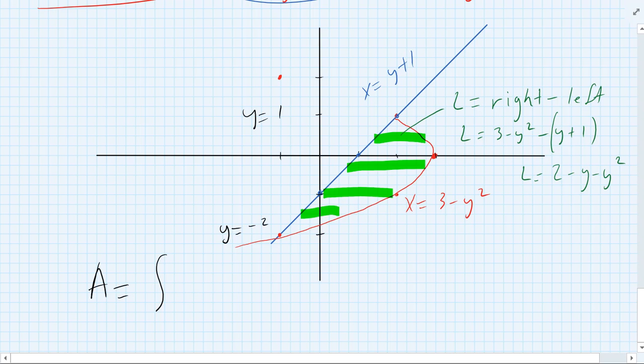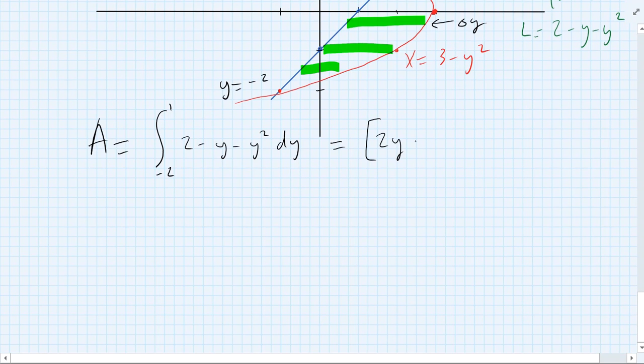Wow. The limits of integration change, the functions change, and if I look on this end, is that a delta y? So I'm going to integrate with respect to y, it's going to be dy. So I'm going to integrate from -2 to 1. The length is 2 minus y squared dy. Easy peasy, lemon squeezy. What's the antiderivative of 2? 2y. What is the antiderivative of y?